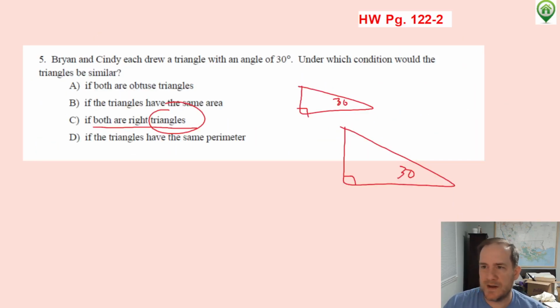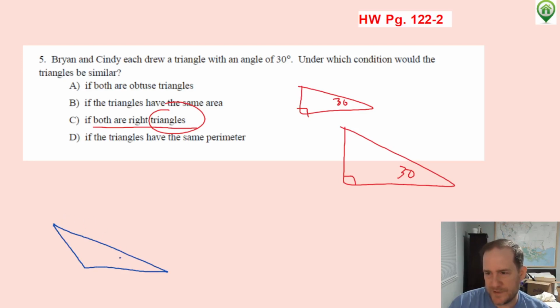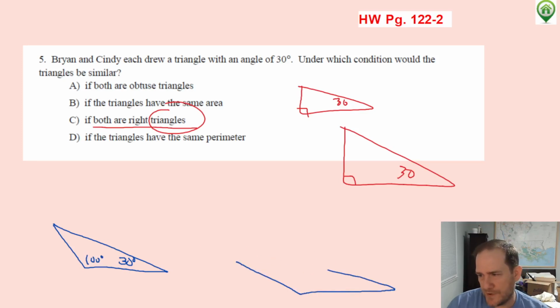And then there's a second number 5, which says Brian and Cindy each drew triangles that had 30-degree angles in them. Under which condition would those triangles be similar? And it says if they're both obtuse. Well, that's not true, because you could have somebody with a 30-degree angle and then a 100-degree angle, but somebody else could just as easily have one where this is 30 and then this angle is 100 and 5, and then those triangles would not be similar.